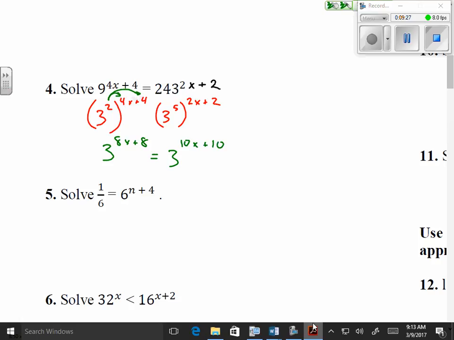But the good thing is I have the same base, so they can drop out. And then I can start to solve for x. Let's subtract 10x from both sides, and I get -2x. Then I'll also subtract 8 from both sides, and I'll get 2. Dividing by -2 gives me an x value of -1.